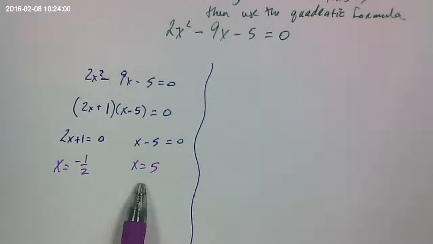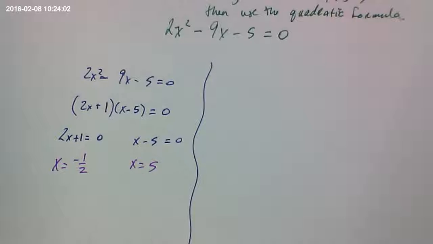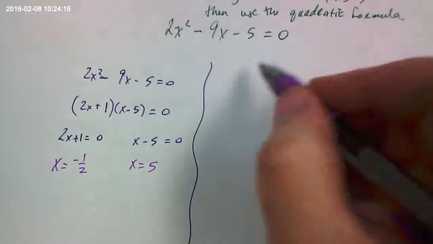So those are our two solutions. Those are our x-intercepts. They're our roots. They are our zeros. Right? All those words mean the same thing. This is where the parabola will cross the x-axis, if you were to graph it. Okay? Okay, next one. Quadratic formula.